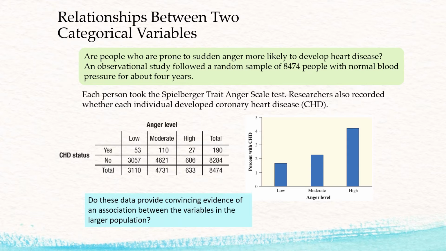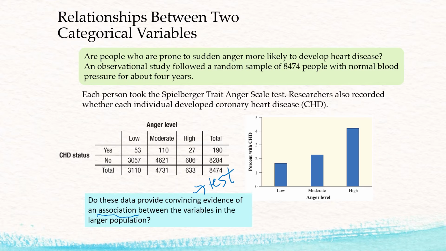And then we're asked this question: does this data provide convincing evidence of an association between the variables in the larger population? So anytime I see does this data provide convincing evidence, that's my code word for I'm doing a test. And when I see the word association, I'm going to call this a chi-square test for association. So you could call it a chi-square test for independence, but I choose to name it based on what they ask me in the problem.